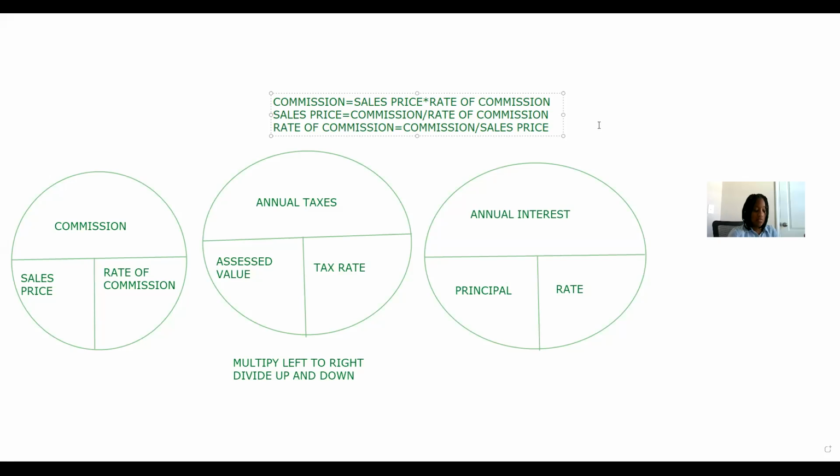All right, this is the last one I'm doing today. Always remember the T charts: commission, annual taxes, annual interest. Always remember commission equals sales price times rate of commission. The sales price equals commission divided by the rate of commission. And then the rate of commission equals the commission divided by the sales price.